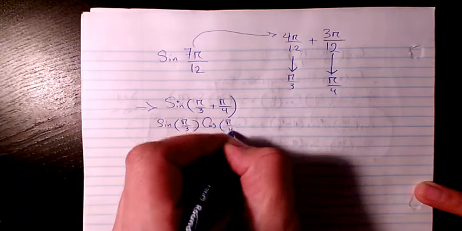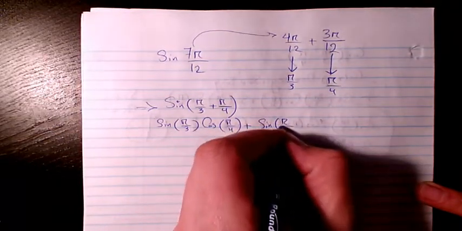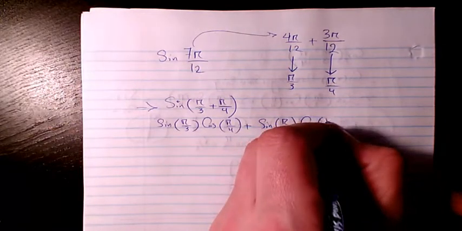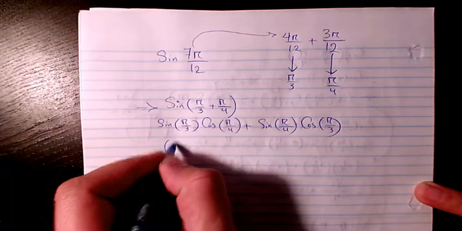behind the pi over 4 plus black, pink and blue. Sine pi over 4 times cosine pi over 3. Sine pi over 3 is root 3 over 2.